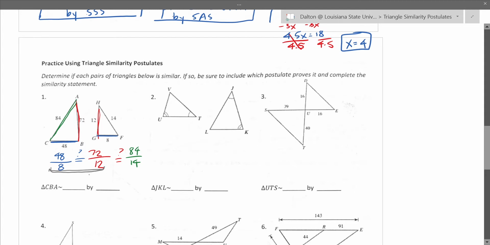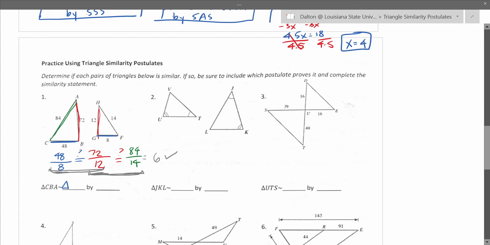So the easier thing to do here might be to just divide this in your calculator. 48 divided by 8, 72 divided by 12, 84 divided by 14. And if you do that, you're going to get that all of these are equal to 6. Which means that the 3 side lengths are proportional to each other. So then we can conclude triangle CBA is similar to triangle.